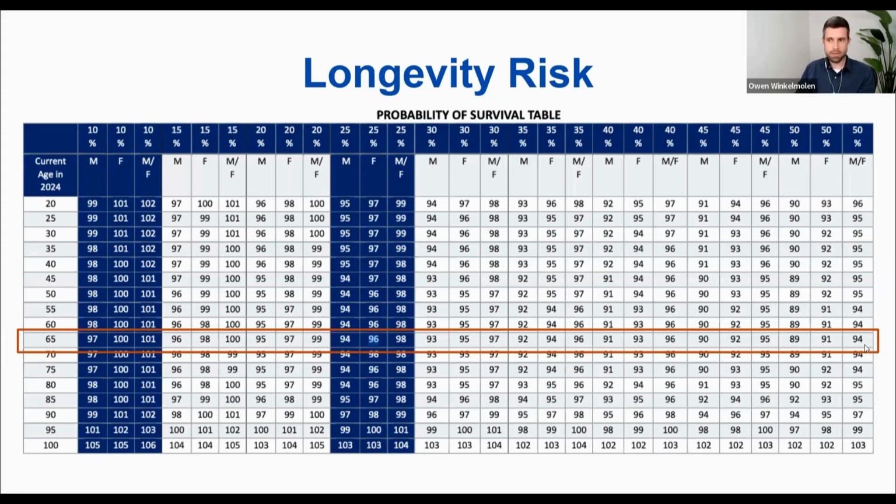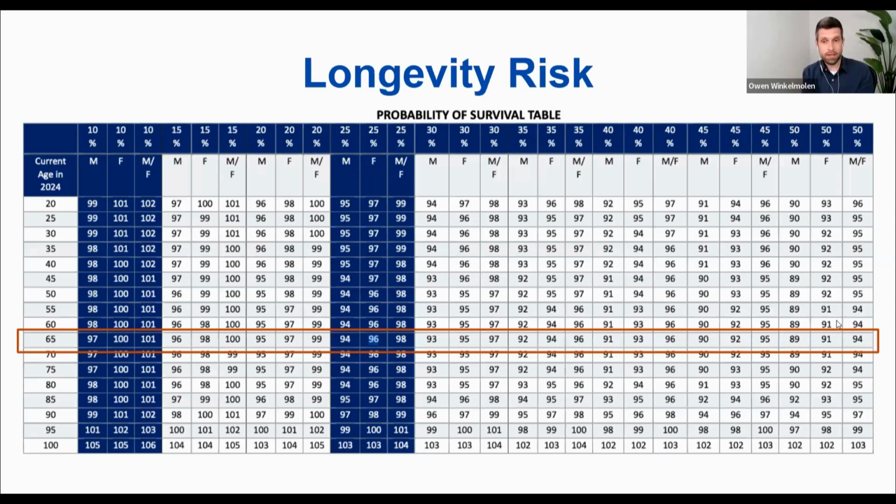Now, for couples, it's interesting. That longevity number is a bit higher because this is where one person in the couple is potentially living a little bit longer. So because now there's two people, there's actually a higher probability that one person in that couple could live a little bit longer.